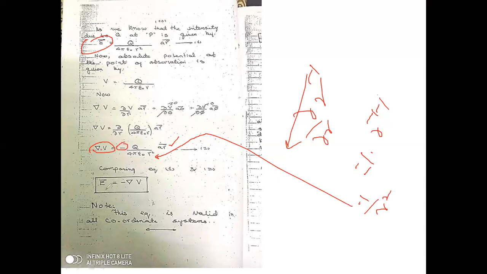So E will be equal to minus del V. Or we can say that E is equal to minus del V. This equation is valid for all coordinate systems, not only for the spherical. It is valid for the rectangular coordinate system and the cylindrical coordinate system as well.